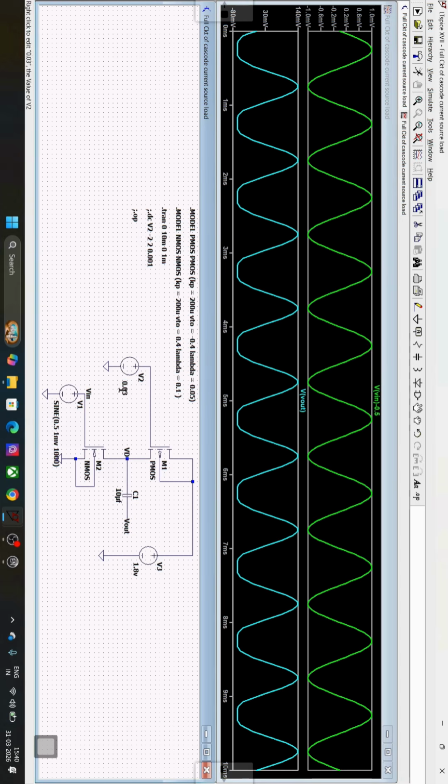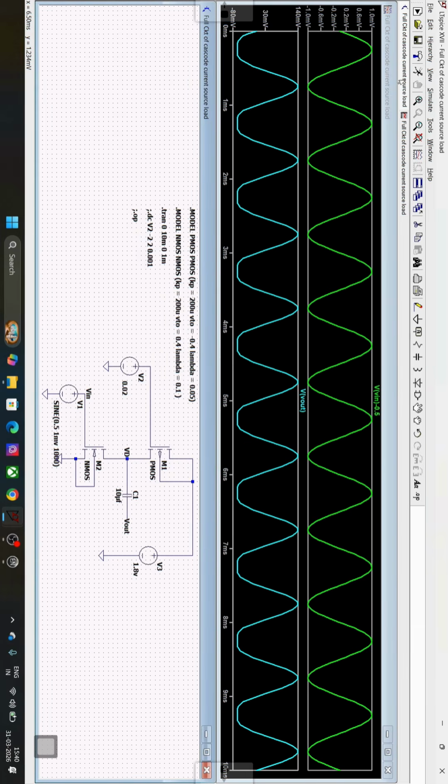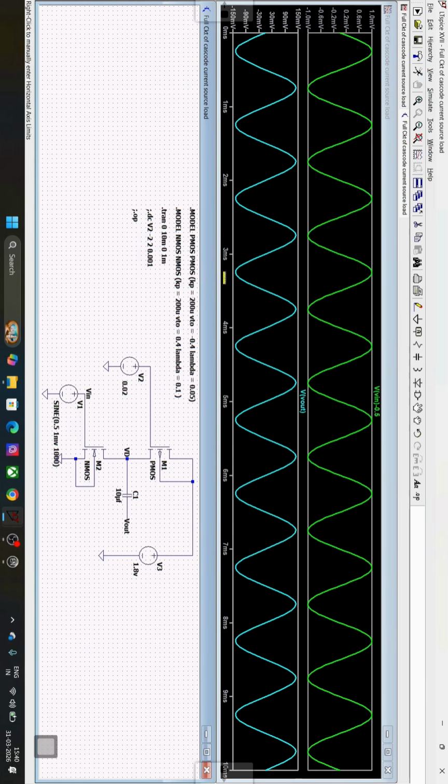Earlier it was 0.02 volts, now it is 0.03 volts. So just a slight change in the biasing point has distorted our output signal. I will show it to you again. Right now it is 0.03. Now I will put it back to 0.02 volts, decrease it by 0.01, and run it. You can see this time the output signal is absolutely fine.